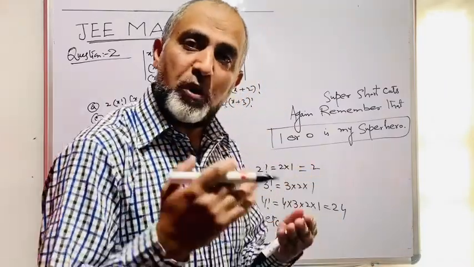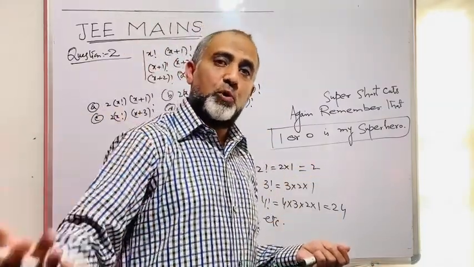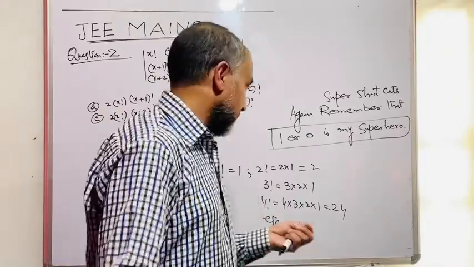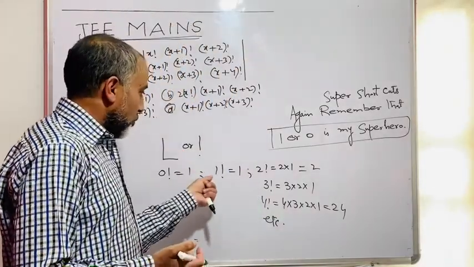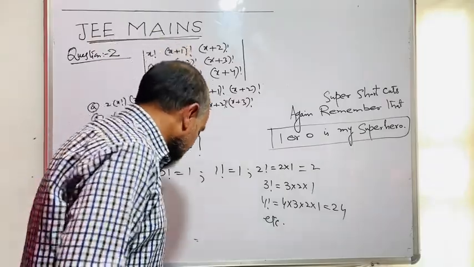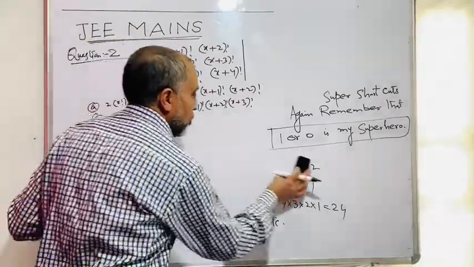If we have five factorial, we can write it as 5 into 4 into 3 into 2 into 1. In a similar way, we can prove zero factorial is equal to 1. Let me explain how zero factorial is one.